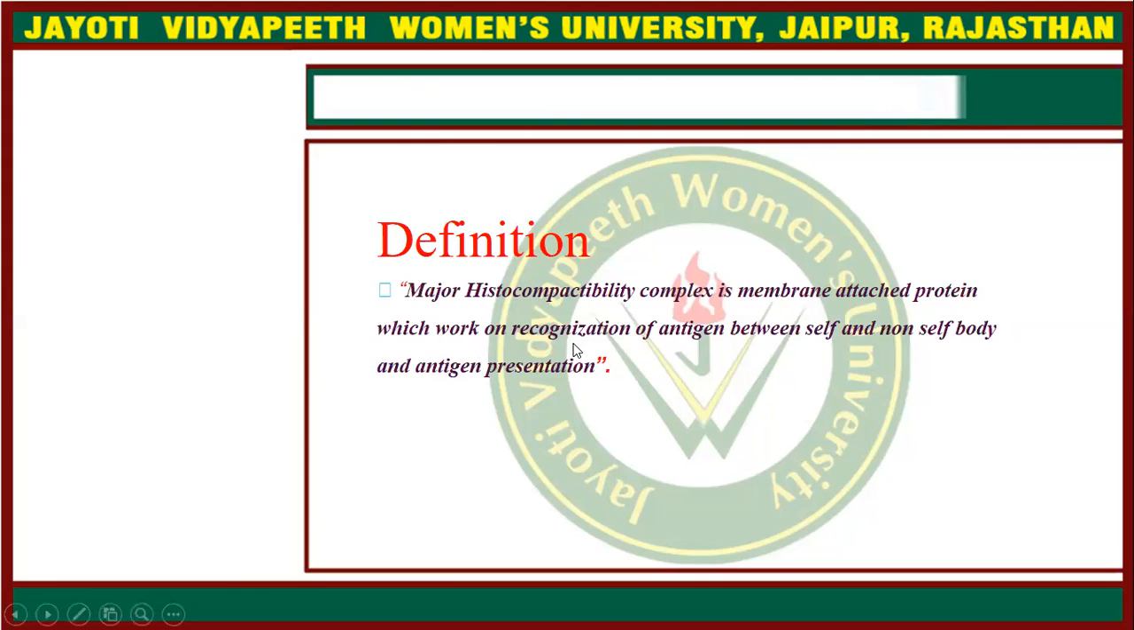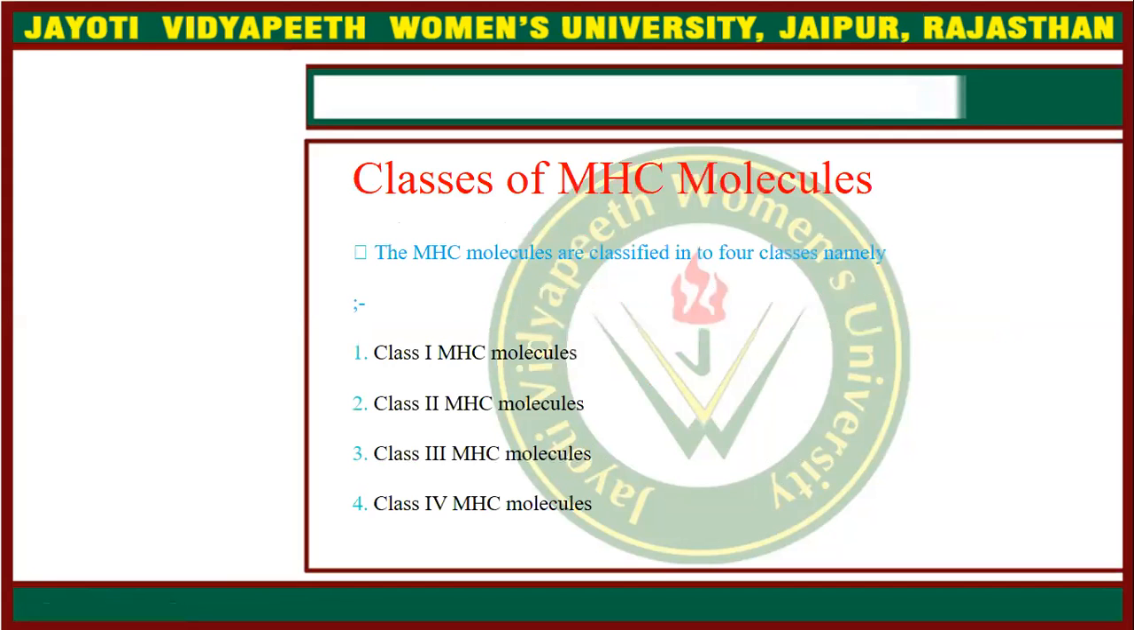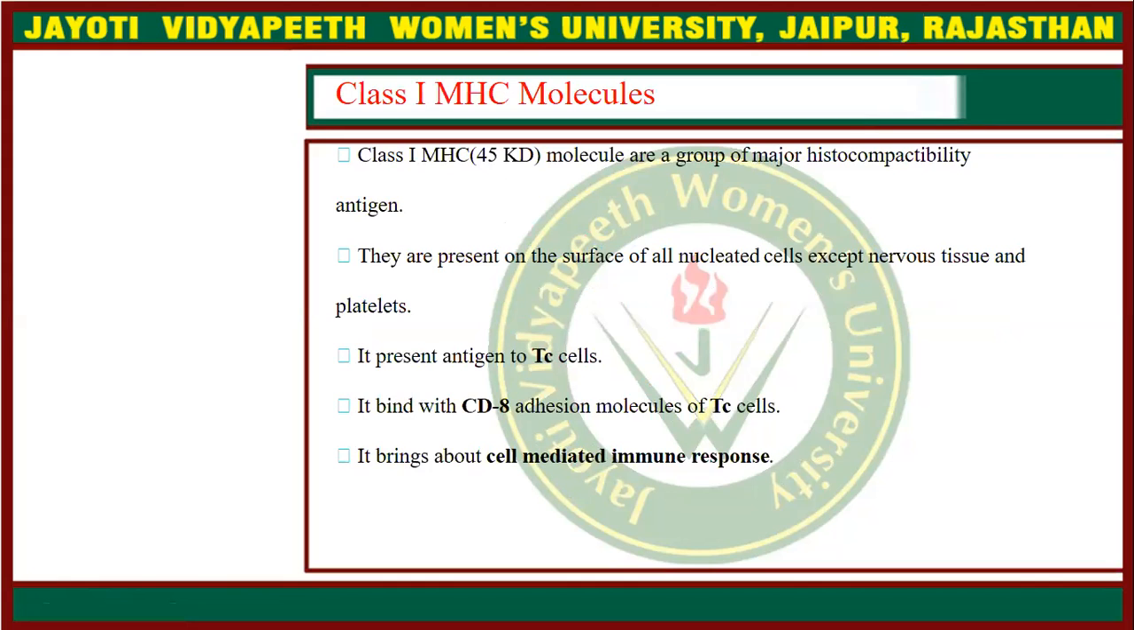So what is the definition of major histocompatibility complex? It is a membrane attached protein which works on recognition of antigen between self and non-self body, and on antigen presentation. There are four classes of MHC molecules: class 1, class 2, class 3 and class 4. First we discuss the class 1 major histocompatibility complex.